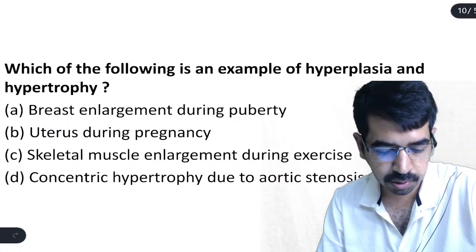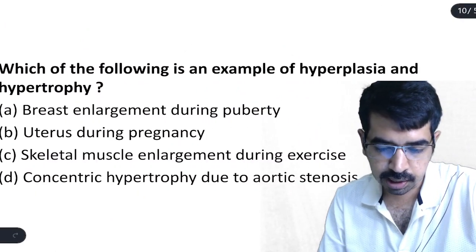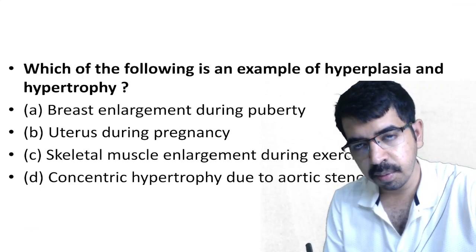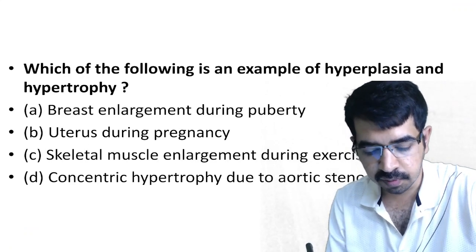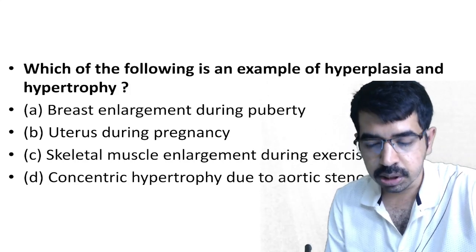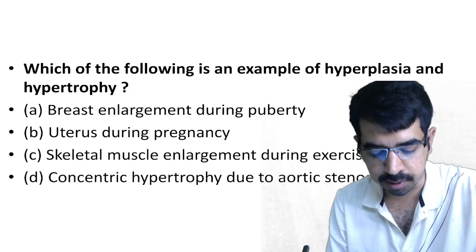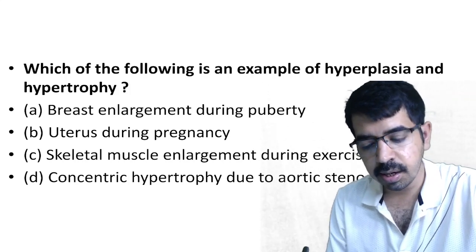Now let us learn some questions. Which of the following is an example of hyperplasia and hypertrophy? Breast enlargement during puberty under hormonal stimulation is an example of physiological hyperplasia. Uterus during pregnancy is an example of both hyperplasia as well as hypertrophy. That is the answer.